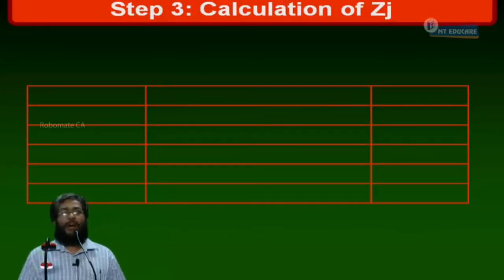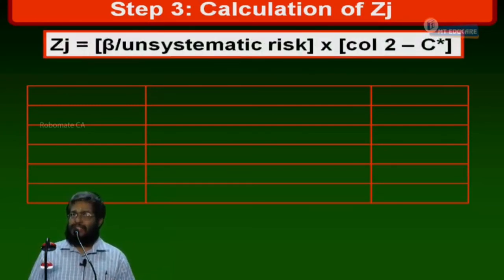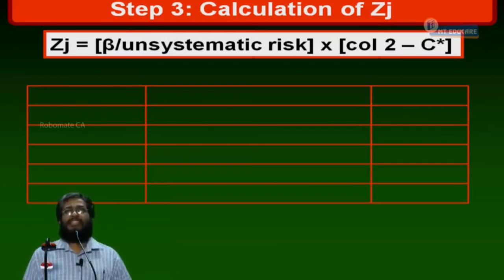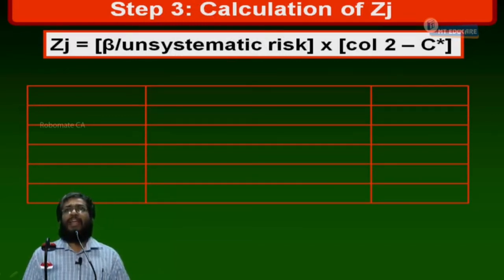We have already written the formula for Zj. Tell me what is the Zj formula? Beta by unsystematic risk into column 2 minus C star, the cutoff point. That is beta by sigma e squared into Ri minus Rf by beta minus C star. That's what has been written here. Everybody, are you following what I am saying? Can I proceed or not?